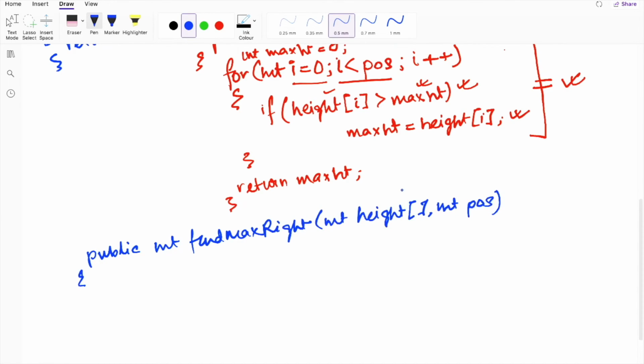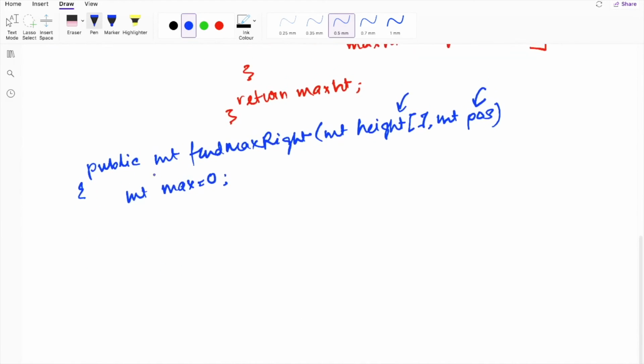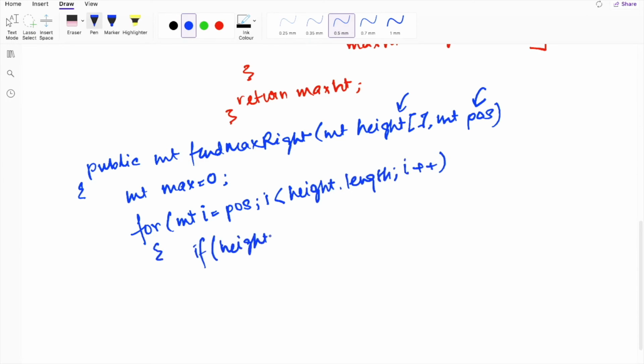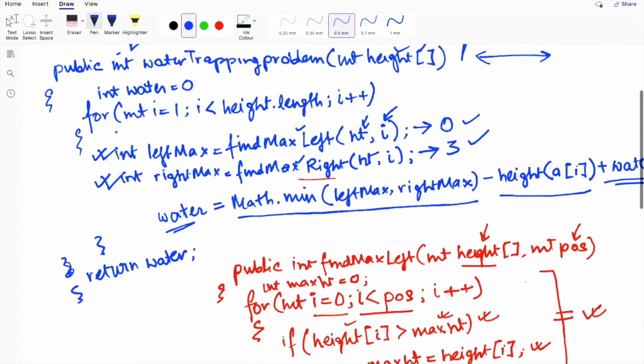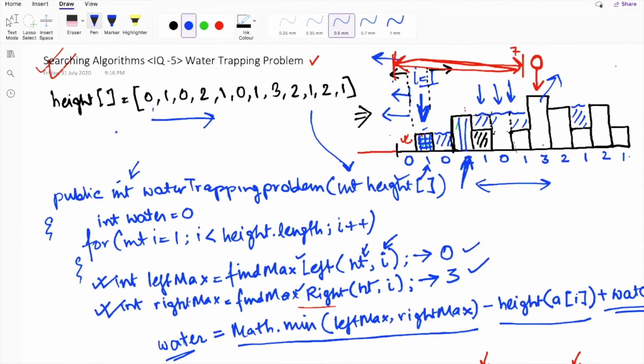So here also we are passing the entire array and the index position from which we need to calculate the height of the block. And then we will start our for loop from i equal to position till the end of the height array. And at the end we will return the maximum value. So this is the entire program that you need to implement to solve the water trapping problem.